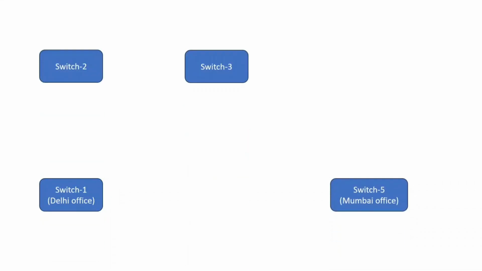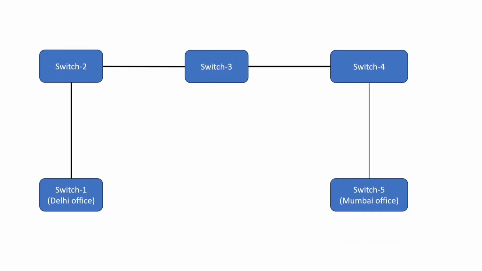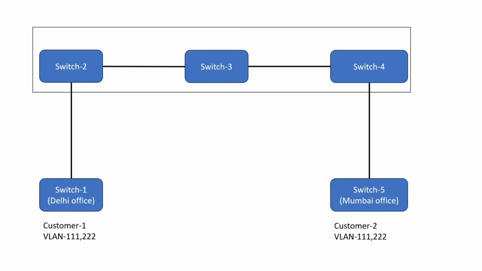Consider the same example again. One office is in Delhi and one office is in Mumbai. Now, to make communication possible, we are connecting a service provider network that involves switch 2, switch 3, switch 4. Those three switches will be in the service provider network with VLAN 254. Switch 1 and switch 5, which are the offices at the customer ends, will have VLAN 111 and 222 at both ends.